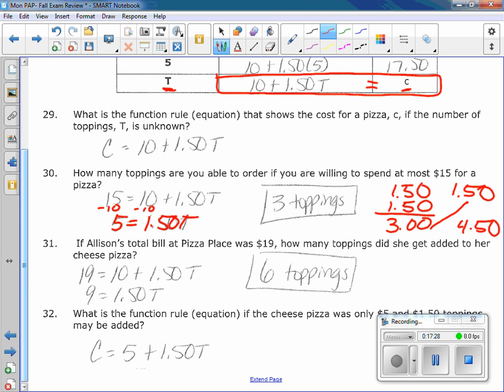It's a very similar process for number 31. And then number 32 asks you how would the equation change if the pizza was only $5? Well, this was the amount of the pizza before, that $10, so now it would just change to a 5 instead. Any questions on that?